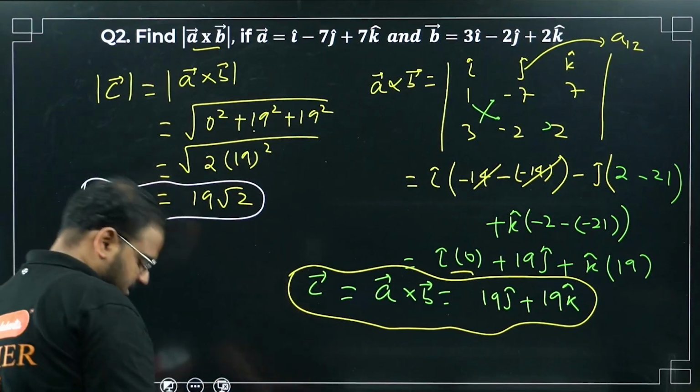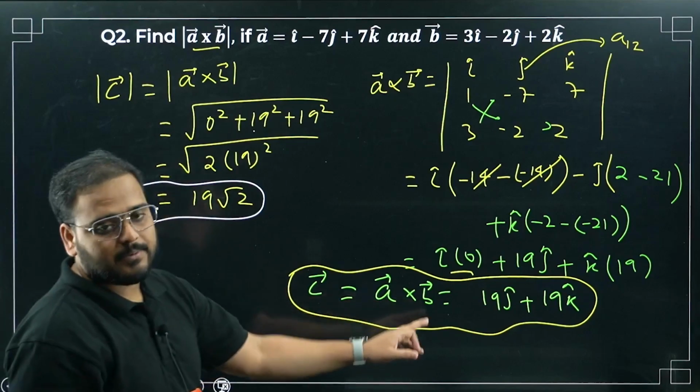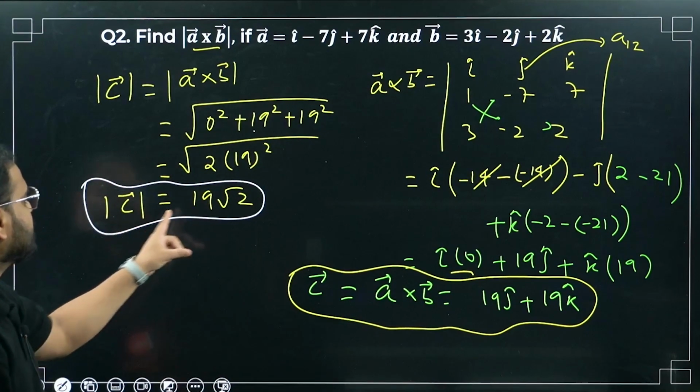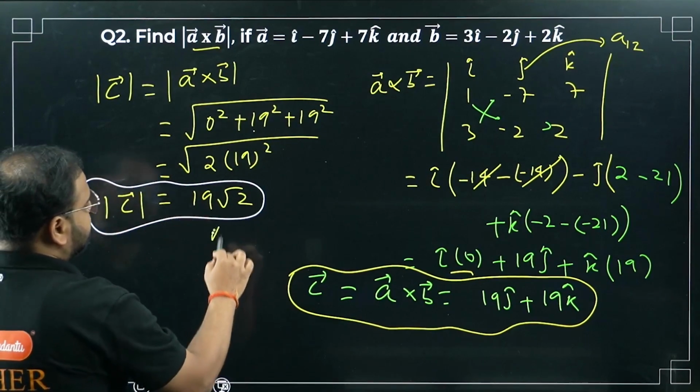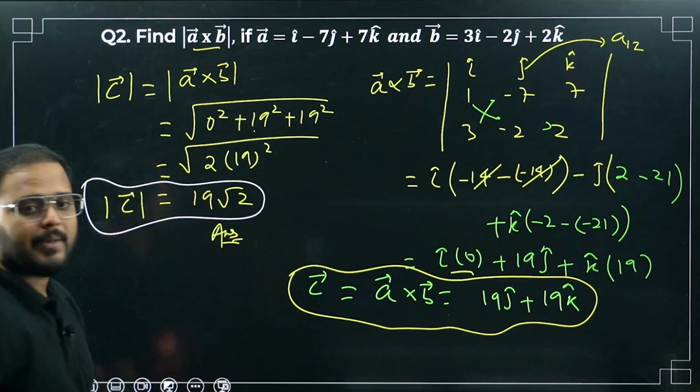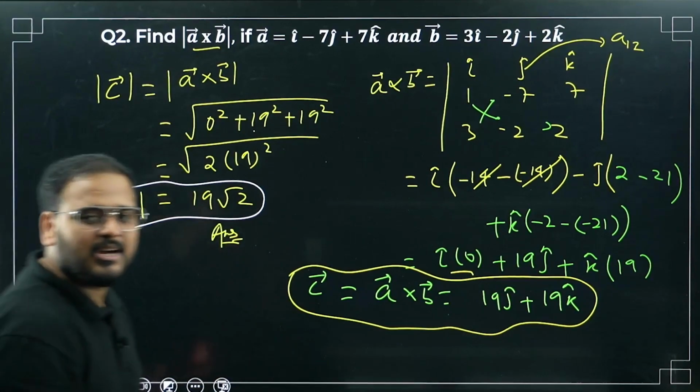What is vector C? Vector C is equal to vector A cross vector B. So the magnitude of vector C equals 19 root 2. My final answer, please have a look. Simple enough, very simple question. I hope you got it right.